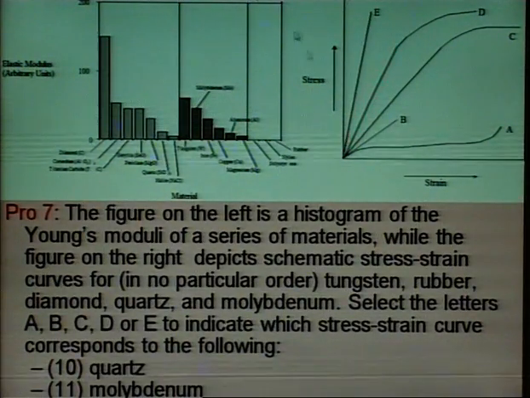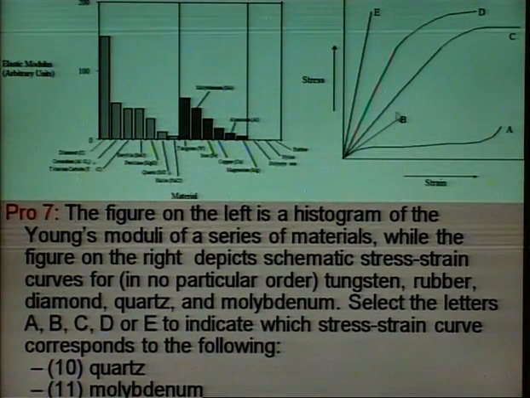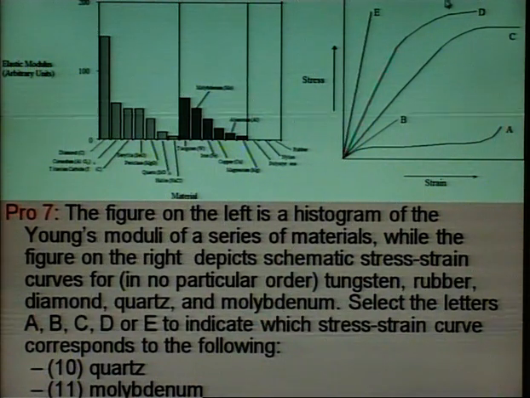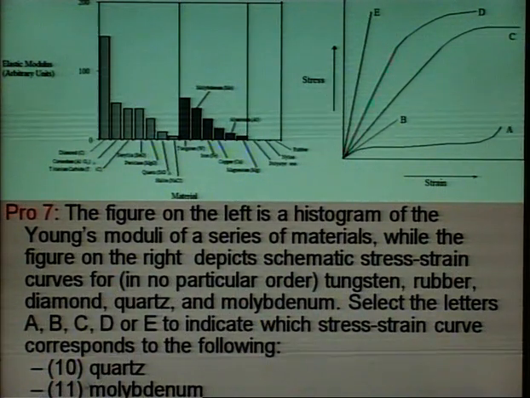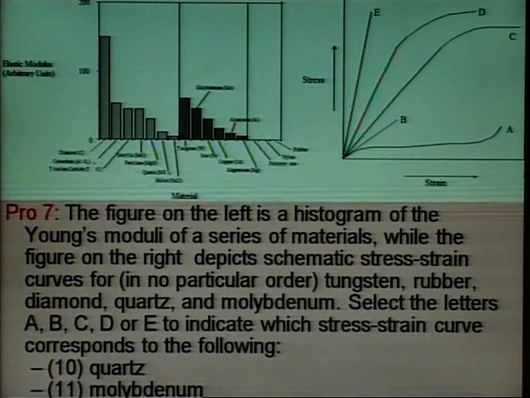So B represents quartz, C represents molybdenum and D represents tungsten. So the answer to the question is B, C and D.